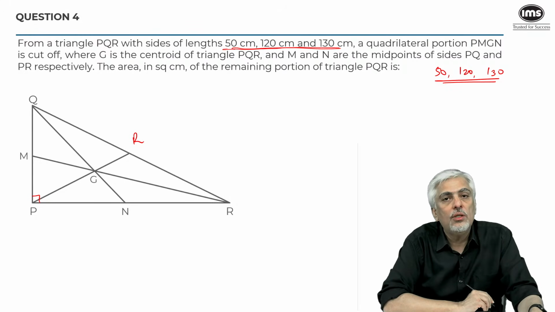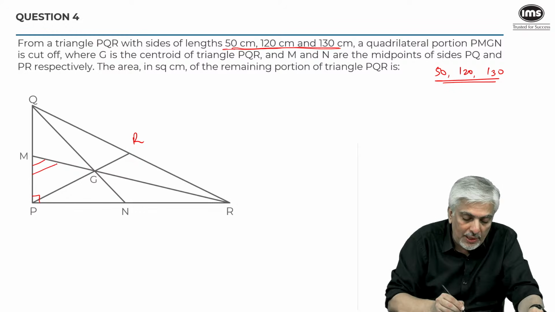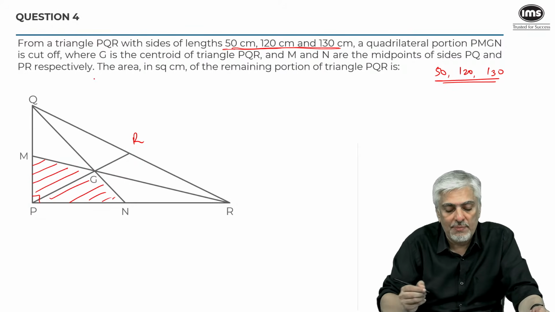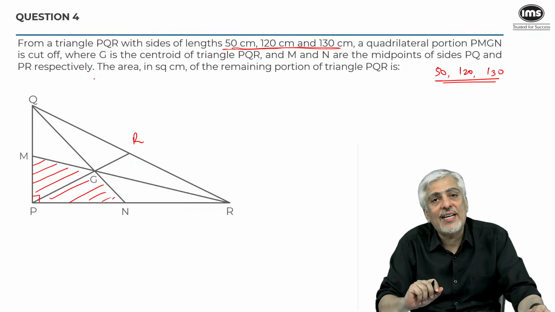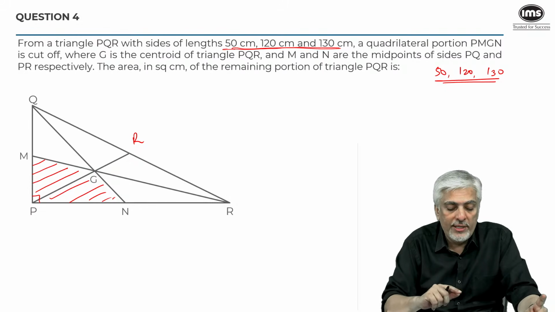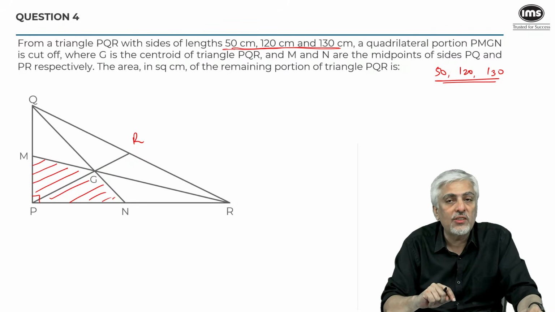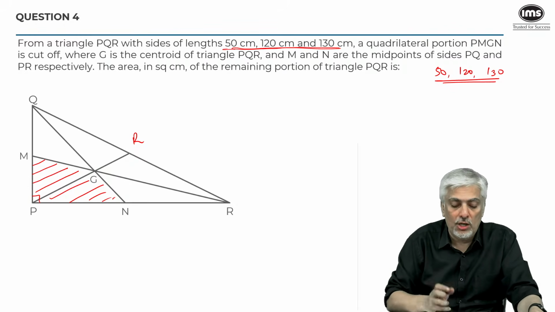Now, look very carefully. What have they asked for? They have told us that this portion is cut out. Which portion is cut out? PMGN is cut out. That means this part is cut out. What is the area of the remaining part? Now, if you understand this very carefully, when you draw the three medians, each part which you see on the figure becomes 1/6 the area of the triangle.